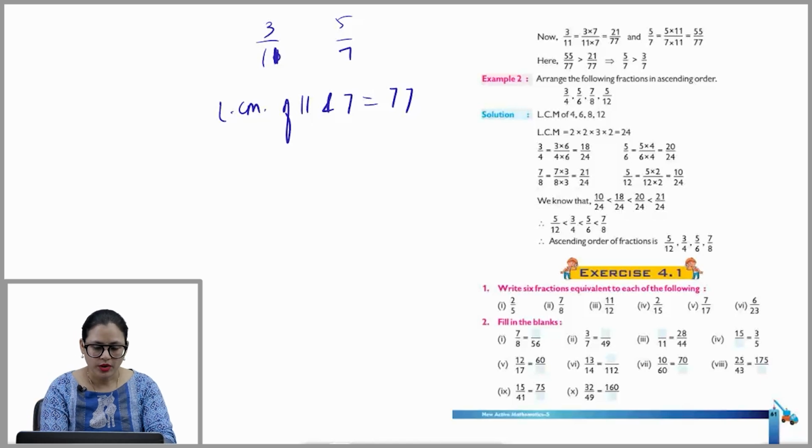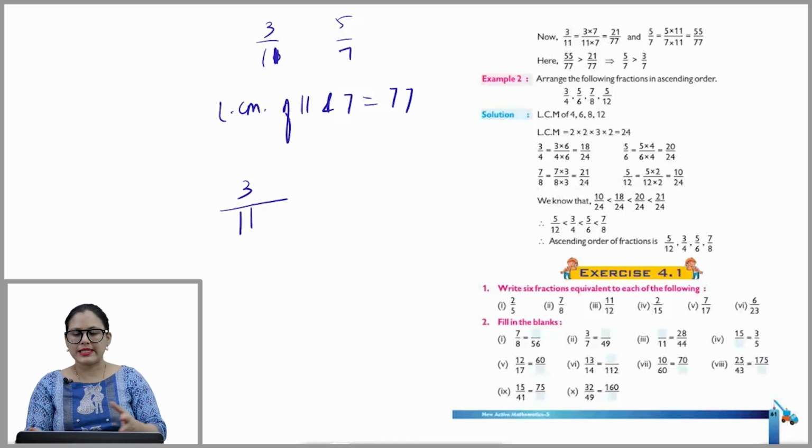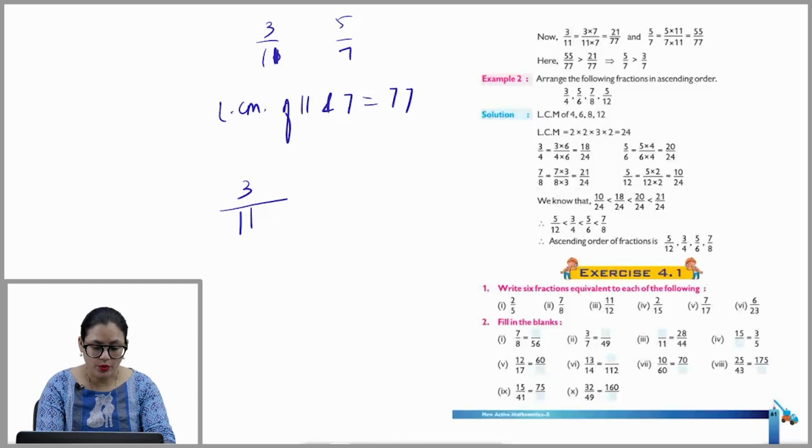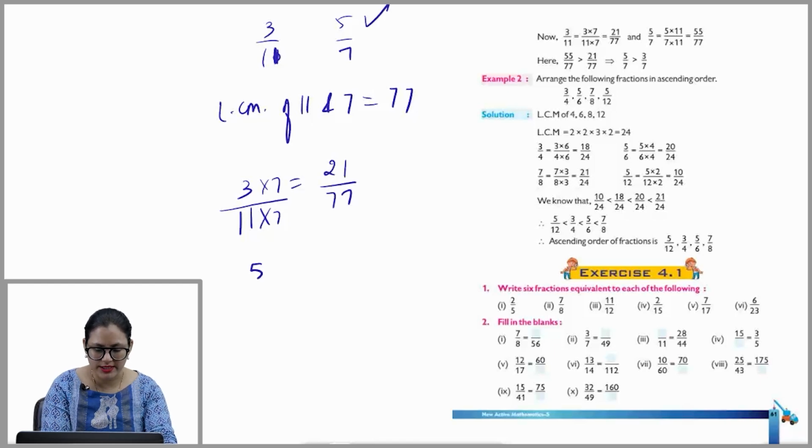77. Now the LCM is 77. Now we will make the denominator 77, so we will multiply it by 7 and here also by 7. So 21 by 77. Now the next fraction is 5 by 7.